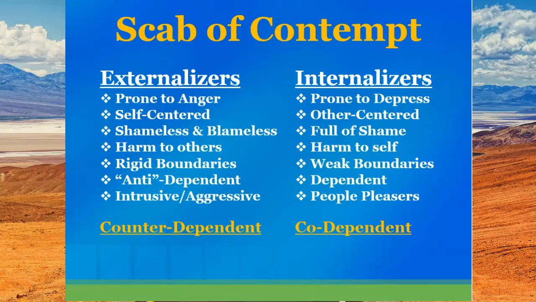If we internalize the contempt, we tend to have problems with depression, because anger turned inwards is depression. We become all about others and what they want, what they need, what they feel. We're full of shame so that if the sun doesn't come up, somehow I'm to blame. Our behaviors tend to hurt ourselves more than others. We have weak boundaries because we can't say no, you might leave. We cling to people for fear of abandonment and become dependent. We become all about pleasing those people who are important in our lives so they won't leave.